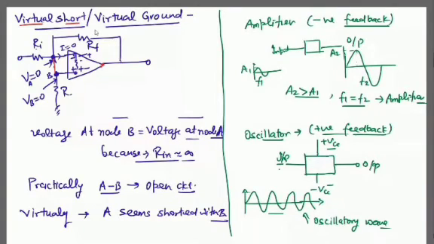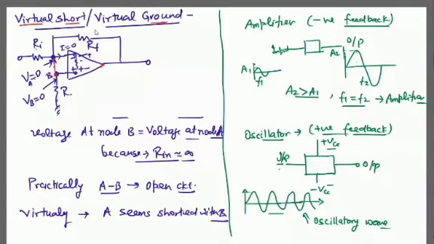A seems like shorted with B. So this is called virtual short condition or virtual ground condition. Why virtual ground? If VB equals 0, then VA will be 0 as well. If VB is grounded, then VA will be seen as grounded. So virtual ground as well.